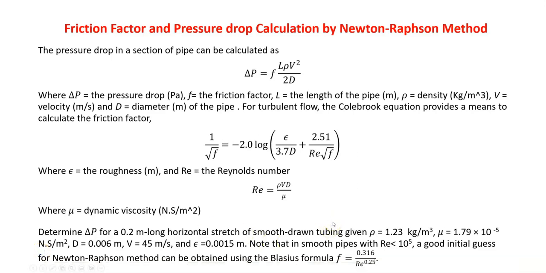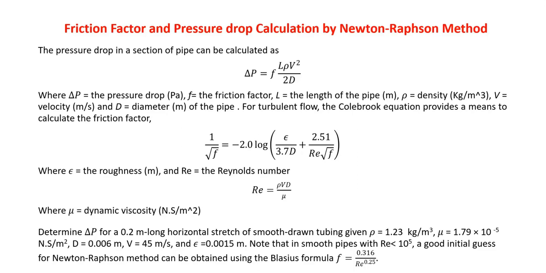Today I am going to calculate friction factor from Colebrook equation and then use that friction factor to calculate pressure drop. Now here, to calculate friction factor from Colebrook equation, we have to use Newton-Raphson method, and after getting that friction factor we will put that friction factor into the del P equation and we will get the pressure drop. Now here is the problem.